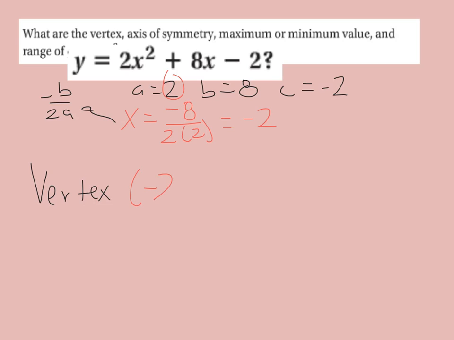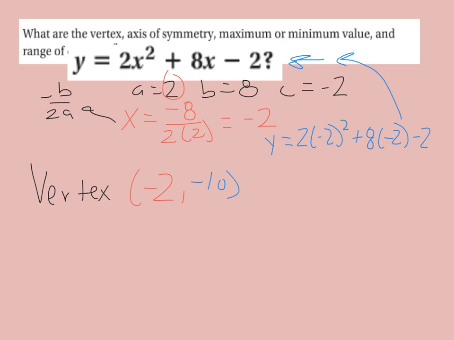So I'm going to put negative 2 in for my x. And how do I figure out what my y is? I just plug it into my actual equation. So y is going to be equal to 2 times negative 2 squared plus 8 times negative 2 minus 2. Again, it's this equation that's given. And that would be equal to negative 10 if you were to solve that.